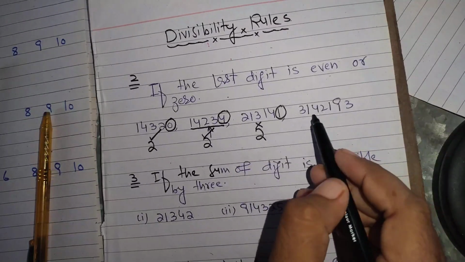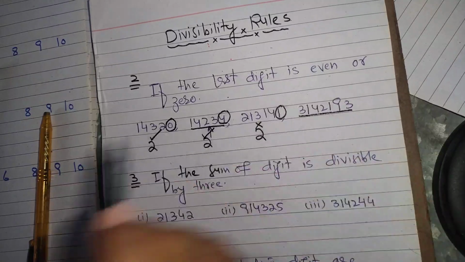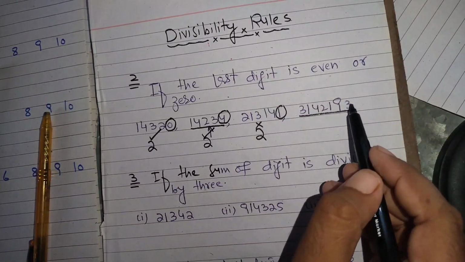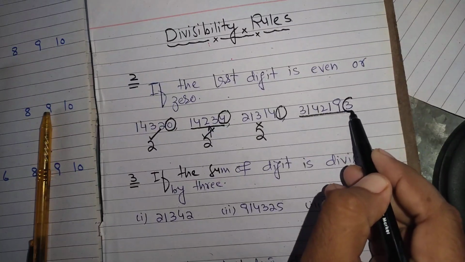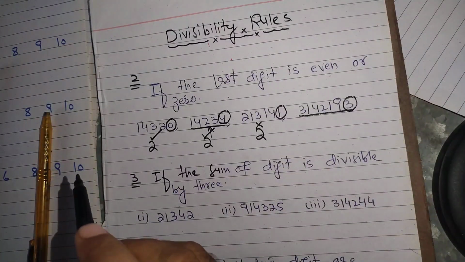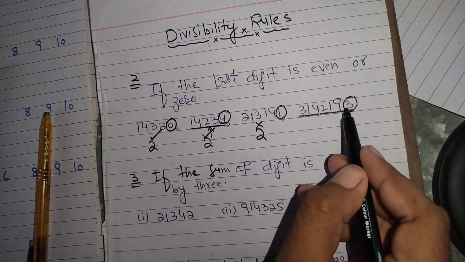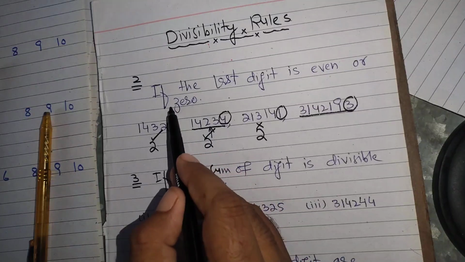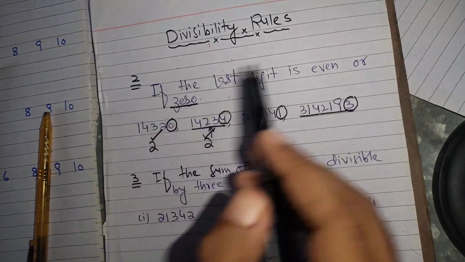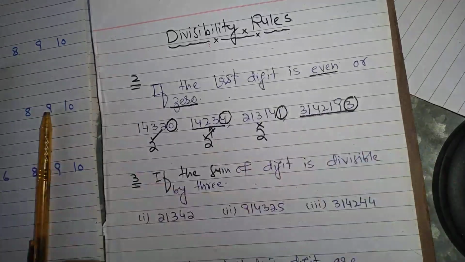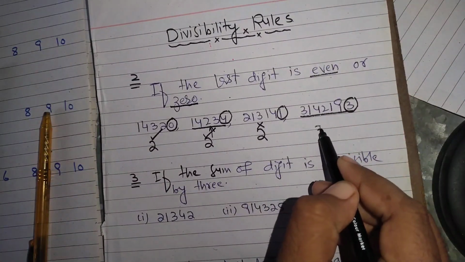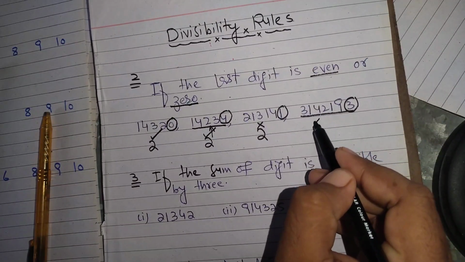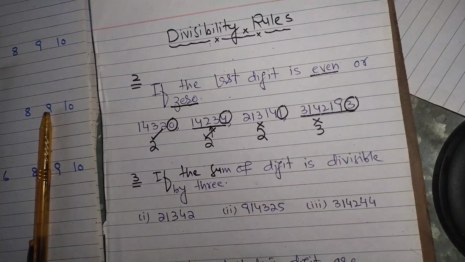And let's come to the fourth number. In this number we again check the last digit. The last digit is 3. 3 is an odd number. According to the rule, there is neither a 0 nor an even digit, so we say that this is not divisible by 2. We put a cross.